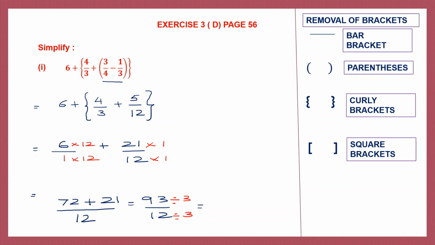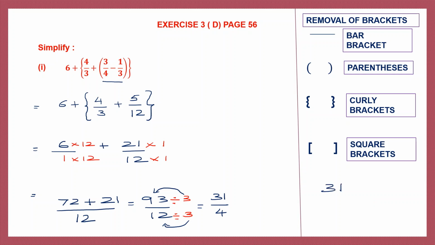Now 93 divided by 3. So let's do that division. 93 divided by 3. 3 3s are 9, 3 1s are 3. So this is 31. 3 into 31 is 93. Then 3 into what is 12? 3 4s are 12. So here we have 31 by 4, which can be converted to a mixed number.